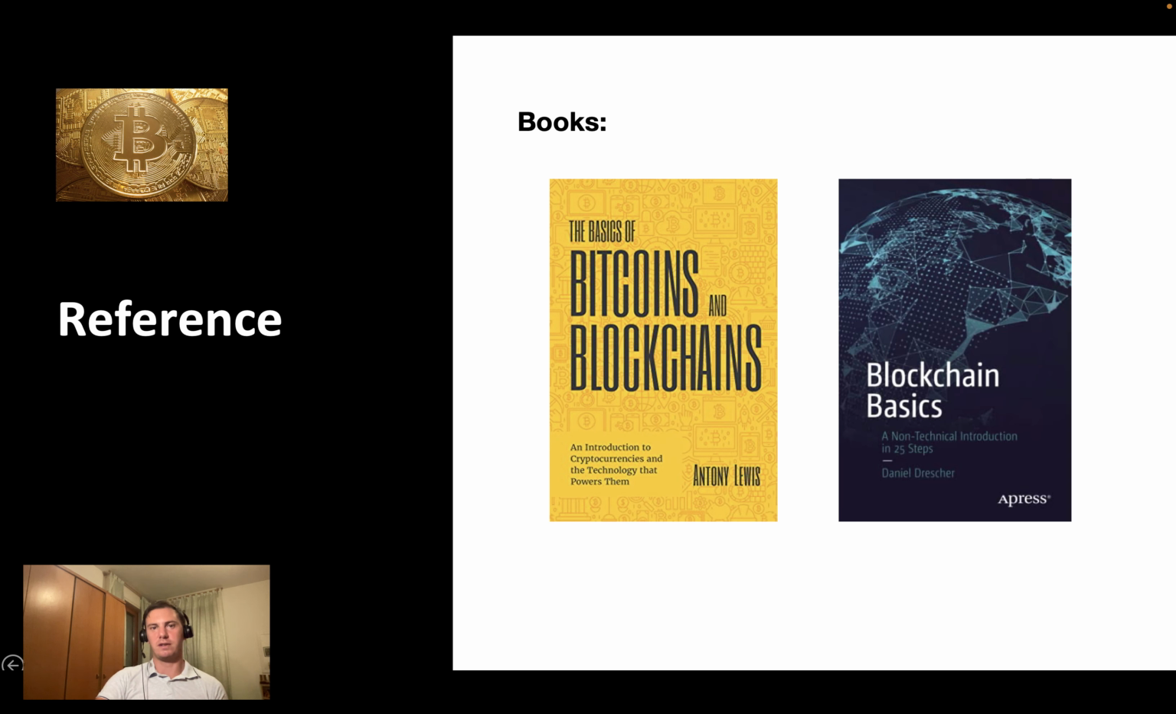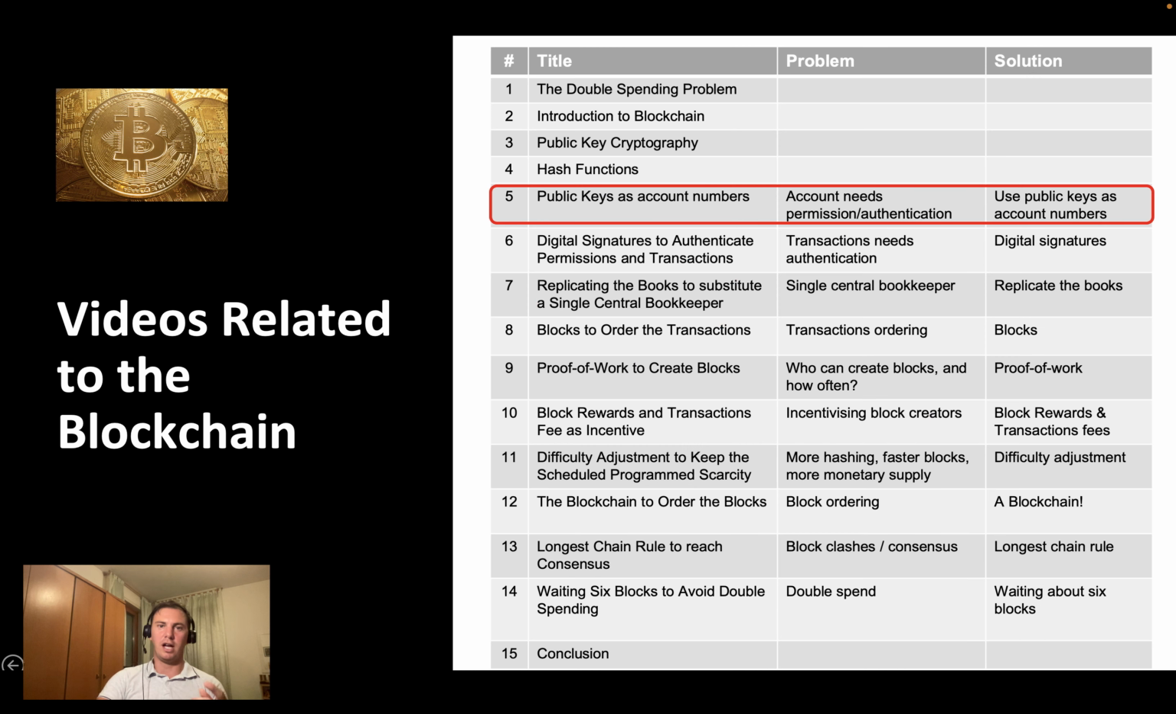These are the books I referenced. I strongly recommend reading these books. You can see here we first discuss the double spending problem, we introduce the blockchain, and we discuss two technologies, public key cryptography and hash functions, that will be discussed and used in the next videos, and public key cryptography actually will be used in this video.